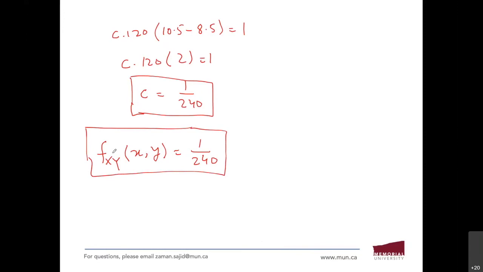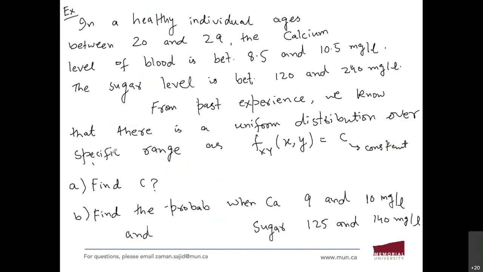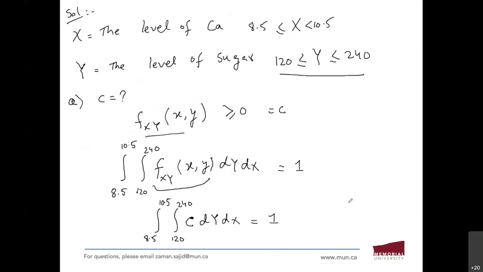Now in part B, he was asking to find the probability when calcium ranges from 9 to 10 and sugar ranges from 125 to 140. That's your part B.